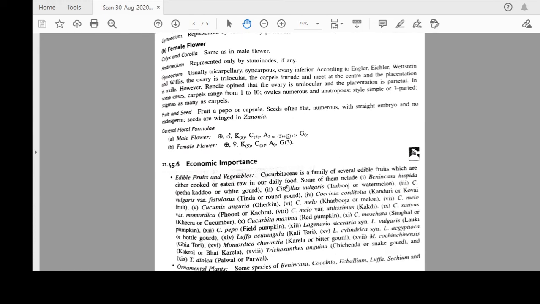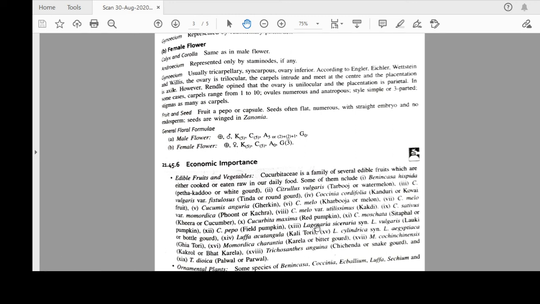Now the economic importance of the family. Edible fruits and vegetables. We discussed earlier, this is very much of economic importance regarding edible fruits and vegetables. Cucurbitaceae is a family of several edible fruits which are either cooked or eaten raw in our daily food. Some of them include Benincasa hispida, that is petha, Citrullus vulgaris, that is tarbooj, Tinda, Coccinia cordifolia, that is kundru, Cucumis anguria, Cucumis melo, that is kharbuja, different varieties of the Cucumis melo.